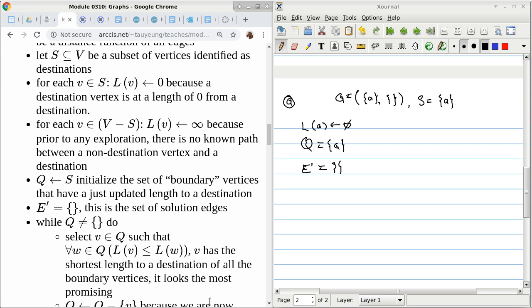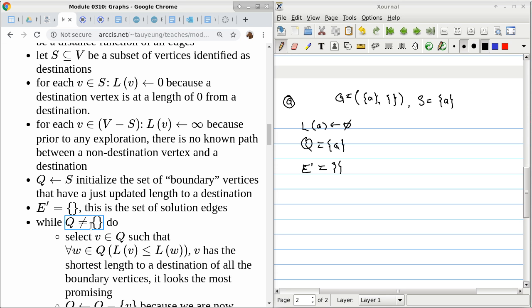And then we get to the while loop. Is this condition true or false? It's false. It's true. No, it is false. True. It's true. Okay, I keep confusing myself with equal versus not equal to. Q is not empty because we just put something into Q. Q has a single element, A. So it's not empty. The condition is true. We get into the loop.